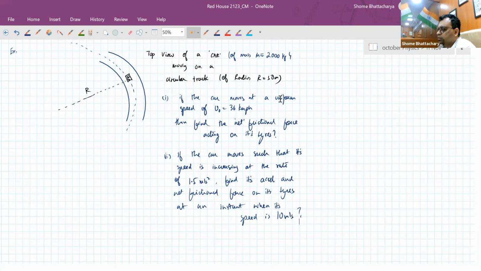Okay. So for that, now we have to find the net force because of friction acting on its tires. So you'll see that that is neither centripetal nor tangential. It's something in between, because the acceleration of the car at that instant will have both the components. It will have centripetal component as well as tangential component.